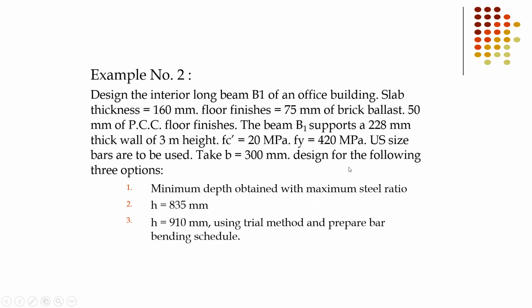Design the beam for the following three options. First is the design with the minimum depth obtained with the maximum steel ratio. This is the first criteria. Second criteria is to take the depth of the beam equal to 835 millimeter and then design. Third is to use a depth of the beam of 910 millimeter and then design the beam.